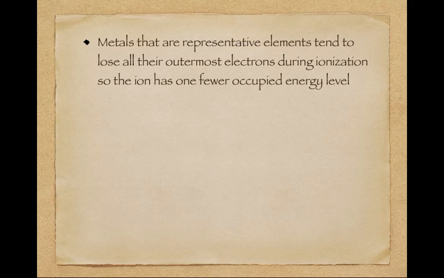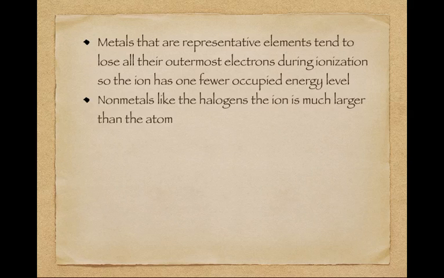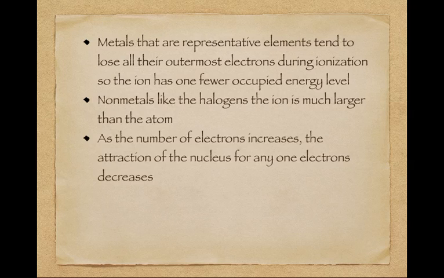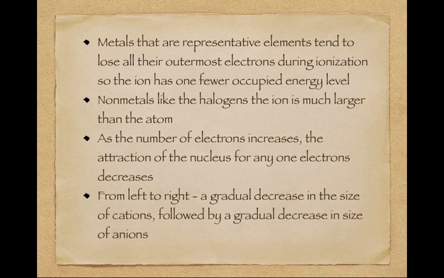All right, so metals that are representative elements tend to lose all of their outermost electrons. In other words, what we're saying is, like lithium, sodium, those things, they have one electron in the outer level. They lose the whole thing. Magnesium, beryllium, so on, they have two. They lose them all. Therefore, they get one less level when we're all done. Nonmetals, like halogens, they gain electrons. Therefore, they get bigger. As they get more electrons, they have one less positive than they do negative. Therefore, it can't pull them in as much. So from left to right, you get a gradual decrease in size of cations, followed by a gradual decrease in the size of anions.